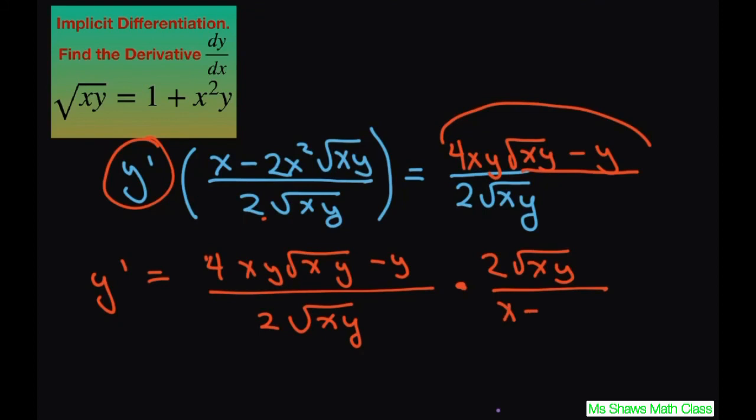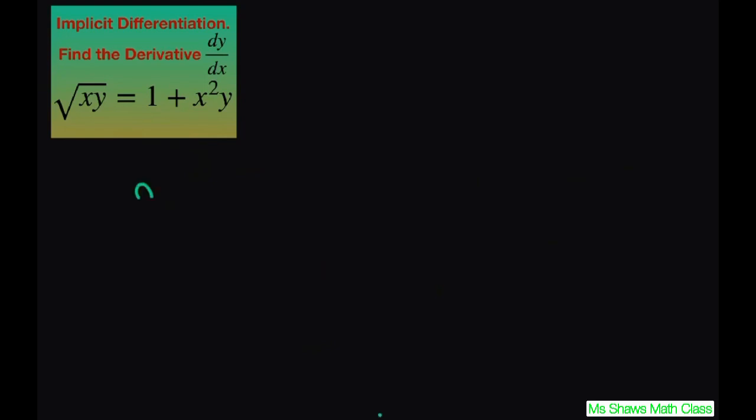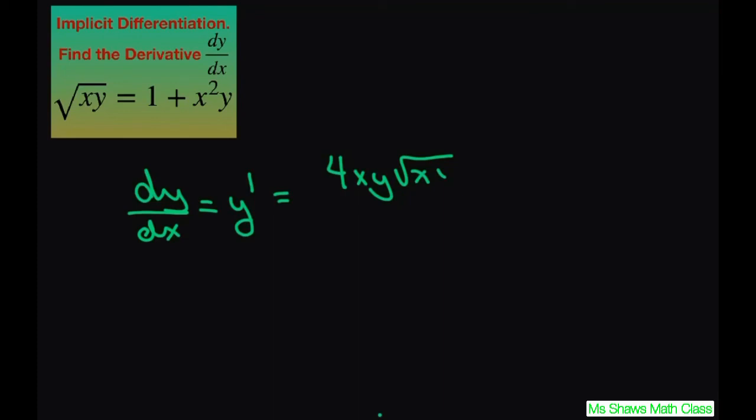And then when you divide by this, it's really going to be multiplying by 2 square root of xy divided by x minus 2x squared times the square root of xy. And what happens is these two cancel, and now you just have this over this. So basically your final answer is going to be derivative of y with respect to x, which we were calling y prime, equals 4xy square root of xy minus y divided by x minus 2x squared times the square root of xy.